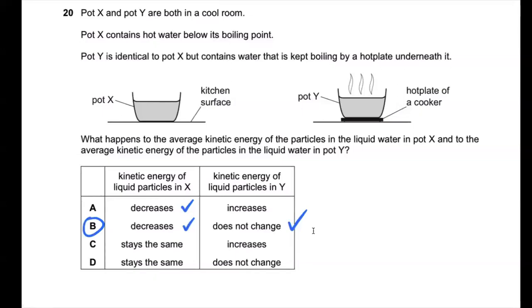All right, make sure you have a really good grip on the ideas of internal kinetic and potential energy. As far as the kinetic model of matter is concerned, there would definitely be questions which are going to assess this.